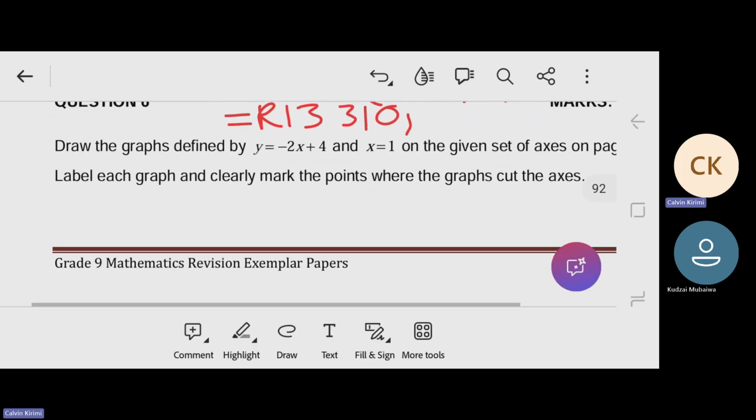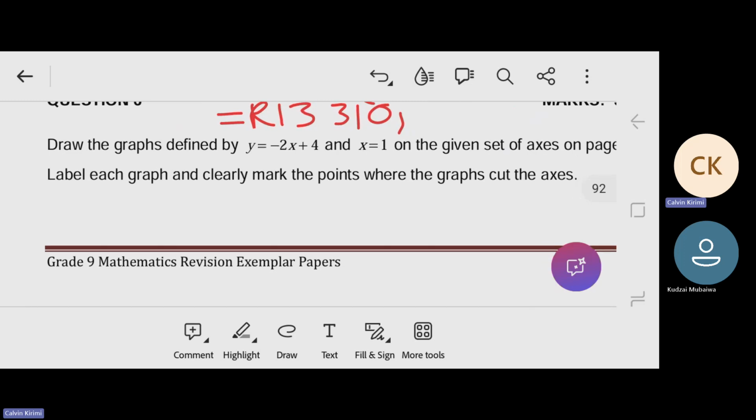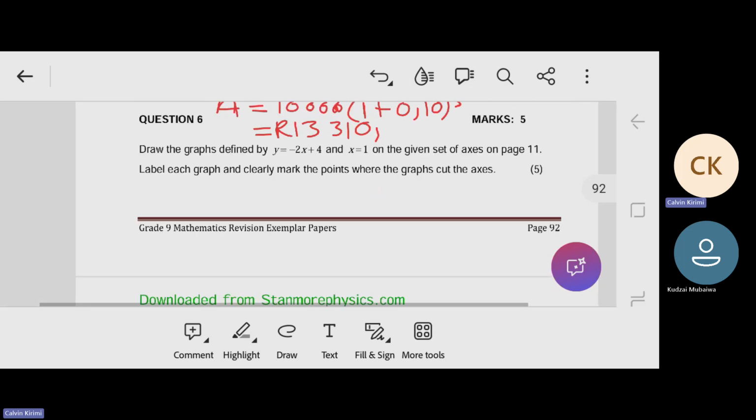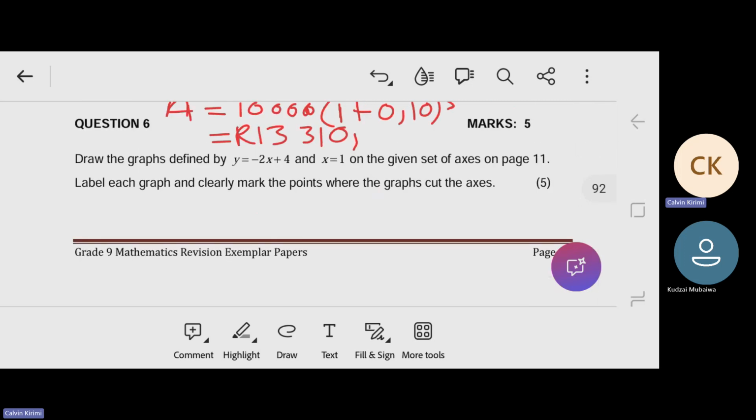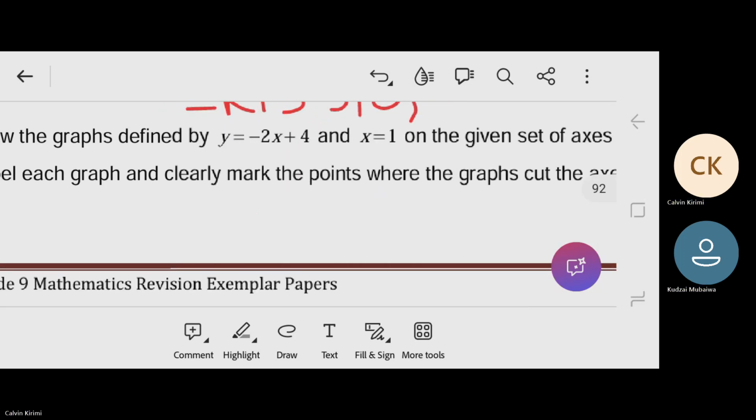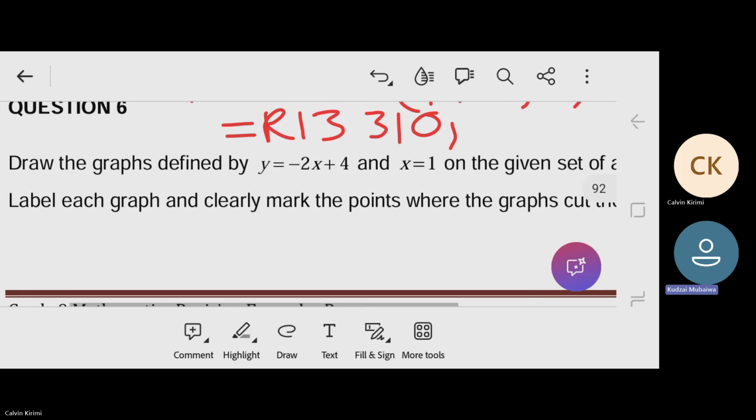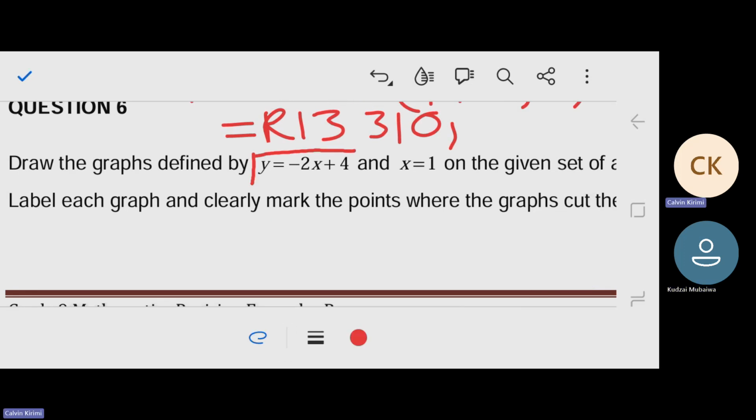You are given: draw the graphs defined by that and x equals 1 on the set of axes on page 11. Label the graph and clearly mark the points where the graph cuts the axes. So let's analyze this equation. What is your m? What is your y-intercept from this equation?